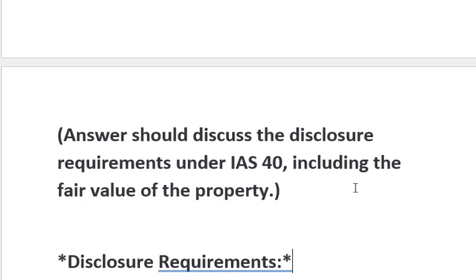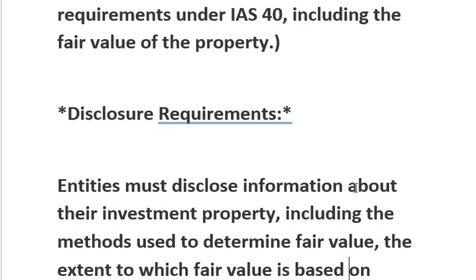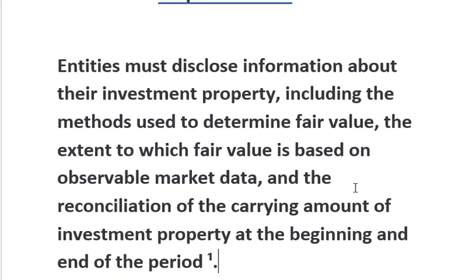Now let's look at this disclosure together. Disclosure requirement. Number 1, an entity must disclose information about their investment property. Very, very important. Number 2, they must disclose the method that is used to determine the initial cost of the investment property. Number 3, they must disclose the method that they adopt in subsequently measuring this investment property.